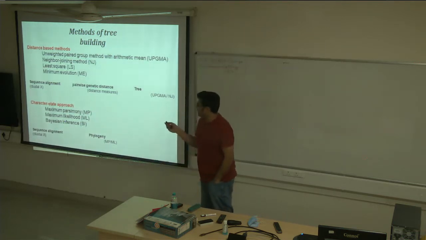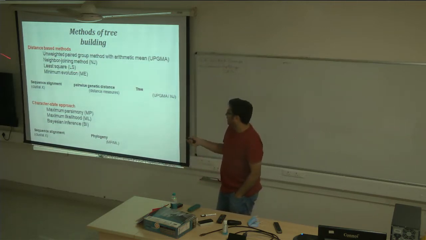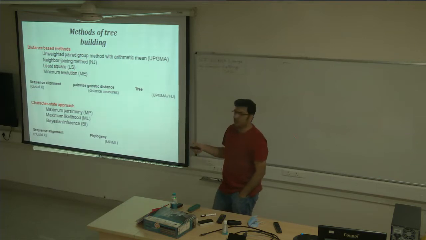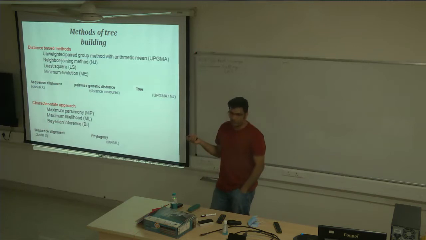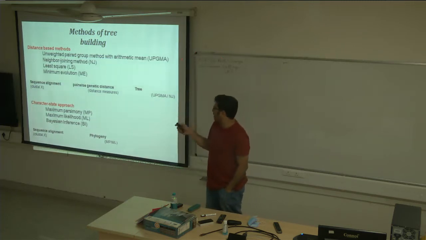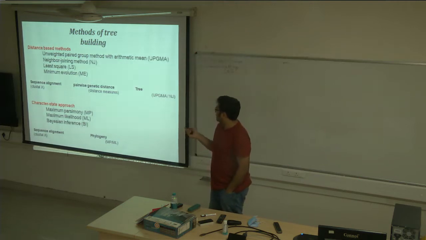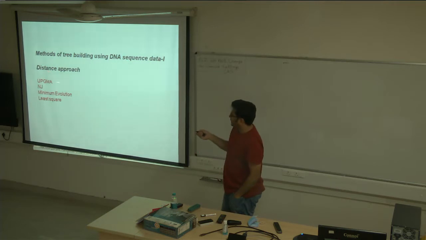So today in this session we'll talk about UPGMA and neighbor joining. Least square and minimum evolution are two other methods which are not in use anymore. People don't generally use them, so I'll not talk about them, I'll just briefly try to explain them. So, distance-based approaches: UPGMA, neighbor joining, minimum evolution, and least square.